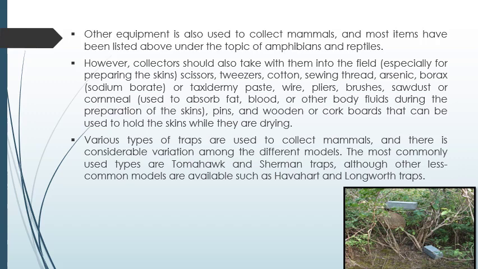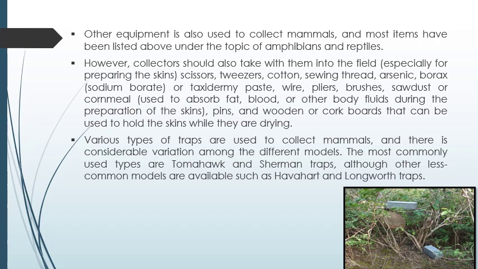I have written some equipment which should be taken in the field if you are going to prepare the skins, and this equipment is scissors, tweezers, cotton, sewing thread, arsenic, borax, taxidermy paste, wire, pliers, brushes, sawdust, cornmeal, pins, wooden or cardboard boxes. Here a term is used, that is taxidermy. Taxidermy means to prepare the skin of animals. So the preparing of skins is known as taxidermy.